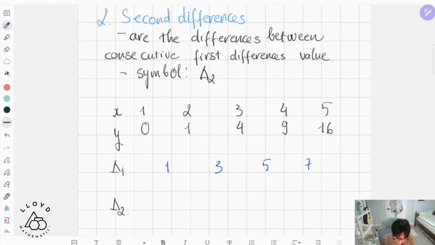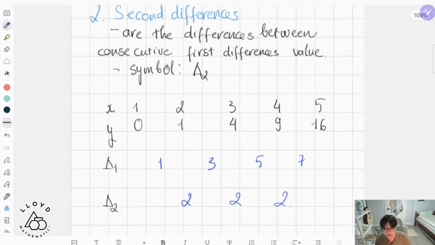So here, the first is we take 3 minus 1, so that will become 2. And here we take 5 minus 3, this will become 2 as well. And lastly, 7 minus 5 is also equal to 2. Right? And what is this used for?